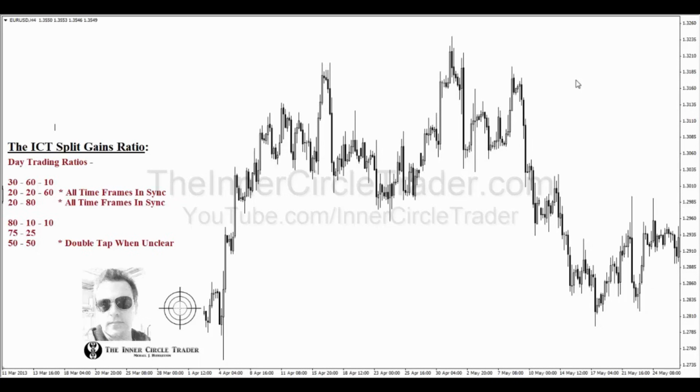Obviously, if you want to move out in 3 stages and you have all 3 time frames in sync, you could take 20% off, 20% off at your first two targets, and then leave 60% remaining for your ultimate price objective. That's only if you're trading with all time frames in sync and everything's just loaded for it to move up. And then if you want to do it in two stages, you would just take 20% off at your first target and then leave 80% for your ultimate price objective.